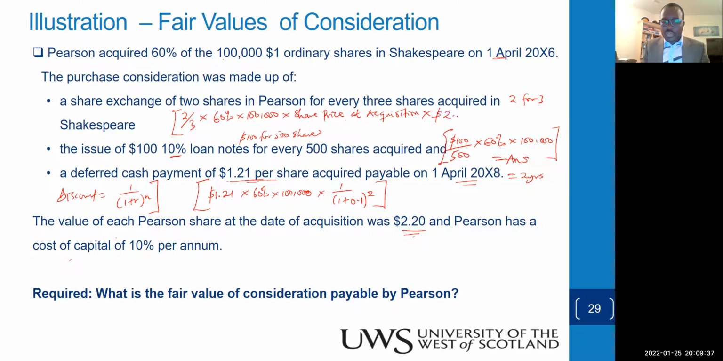Okay, 2.2. Then we calculate. So the answer we get here, answer number 1, plus answer number 2, plus answer number 3, will give us our fair value of the consideration we paid. Fair value of the consideration paid. There are times where things can be complicated, and you find this more in the professional exams, where you have to determine the fair value of the consideration.